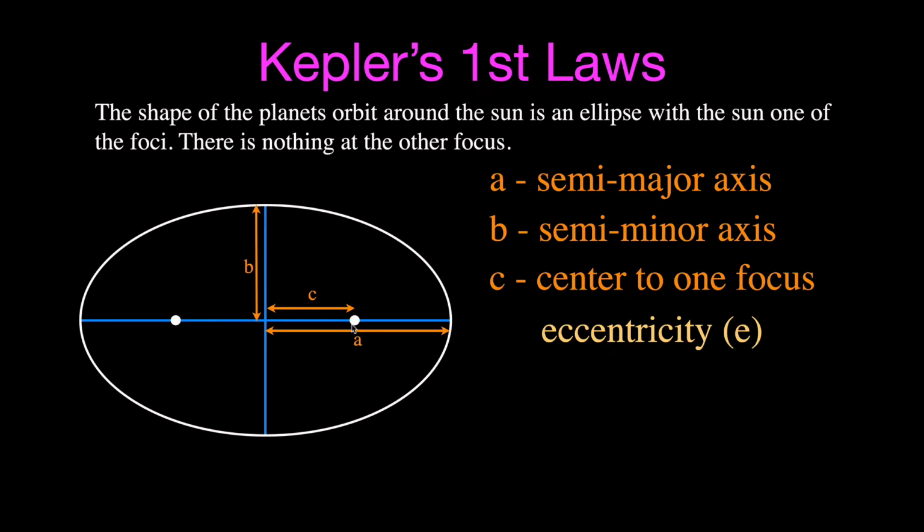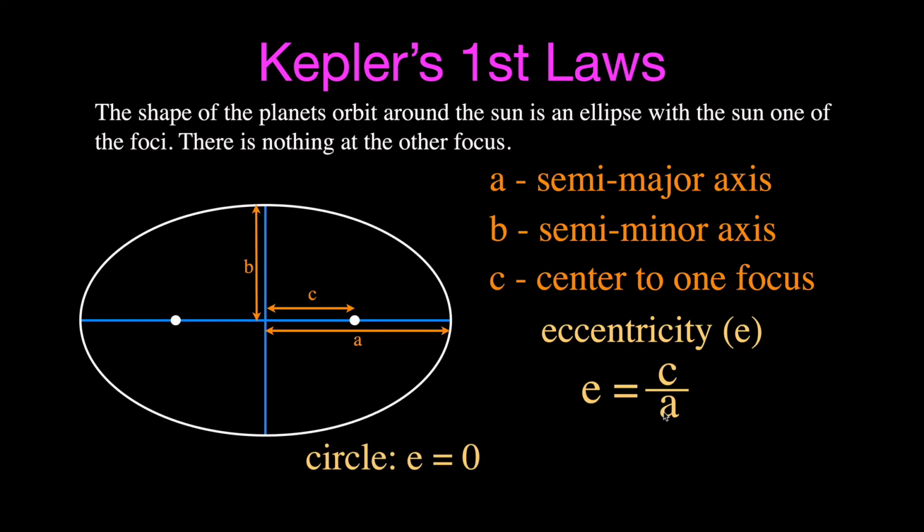And eccentricity, we give the abbreviation as a lowercase e. Now, there are several different ways you can calculate the eccentricity. One of the simplest ways to calculate it is simply taking c, the distance from the center to one of the foci, and dividing that by the length of the semi-major axis, and that gives you the eccentricity of that ellipse. And you can see if you had a circle, then this distance would be 0, and 0 divided by any number is 0, and that means that the eccentricity of a circle is 0.